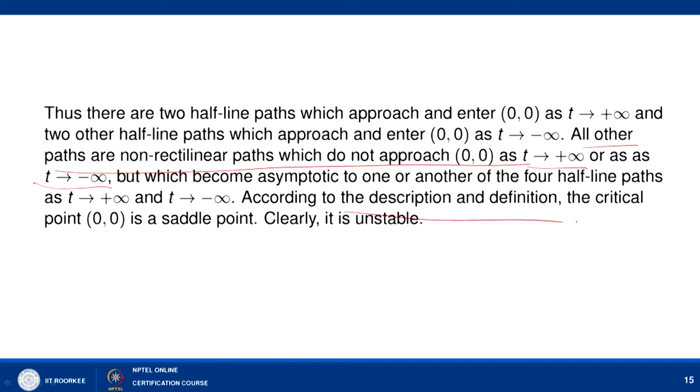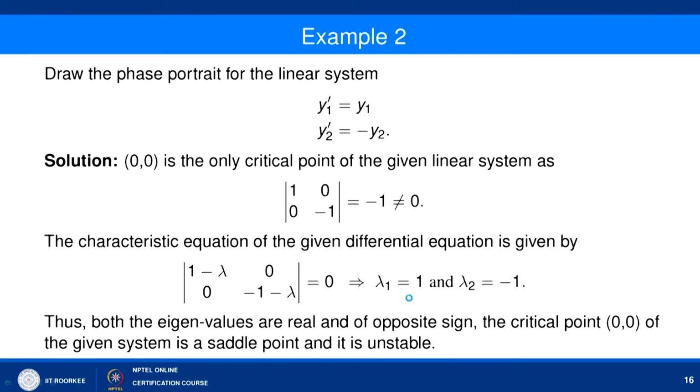So according to the definition, the critical point 0 comma 0 is a saddle point, and a saddle point is always an unstable point. So in this case, what is the case for 0 comma 0? When lambda 1 and lambda 2 are not equal and have opposite sign, that is, lambda 1 lambda 2 is less than 0. So when the product is less than 0 and lambda 1 and lambda 2 are real and unequal, then in this case 0 comma 0 is a saddle point and an unstable point. Now let us consider one example based on this.